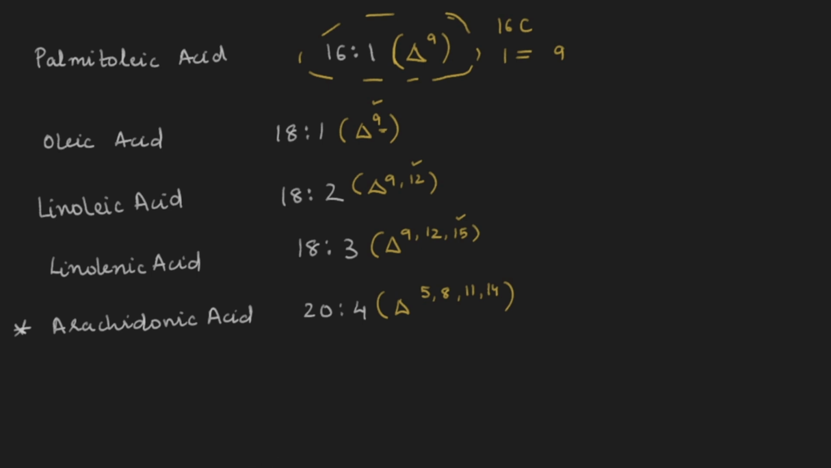So now let's have a look at the number of unsaturations and categorize them under MUFA or PUFA. Palmitoleic acid is MUFA, oleic acid again, MUFA, and the rest of these are PUFA.